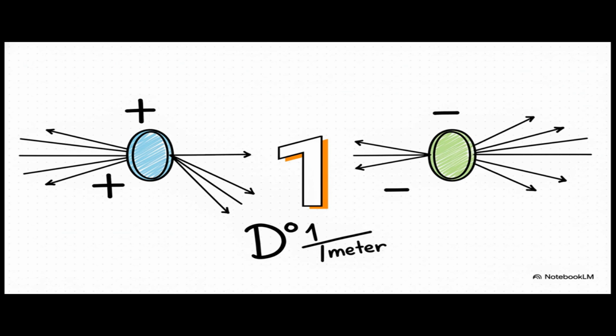It's also really worth noting that power is positive for a converging lens and negative for a diverging lens. So by just glancing at that diopter rating, you instantly know both the direction the light is bending and exactly how aggressively it's being bent.